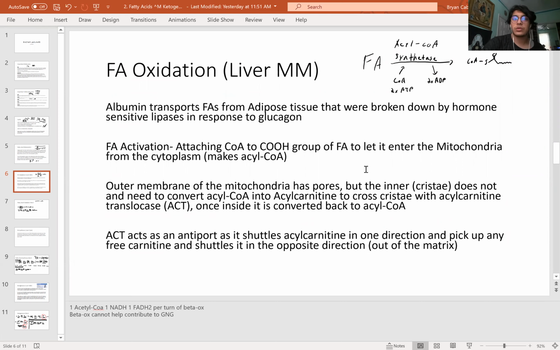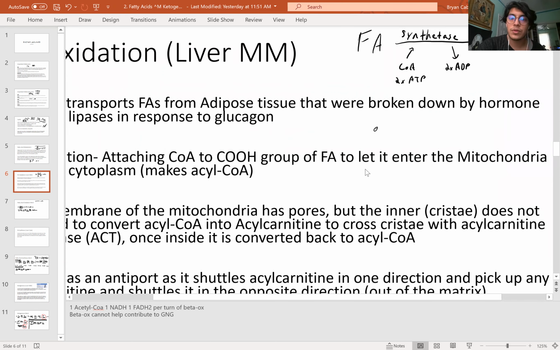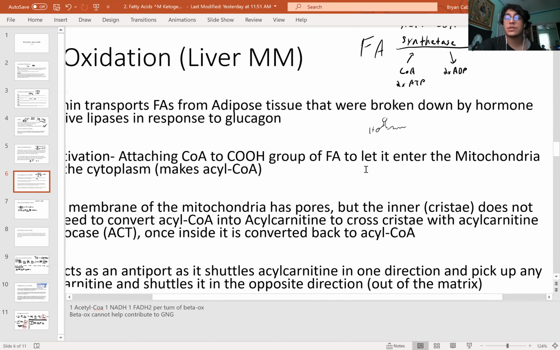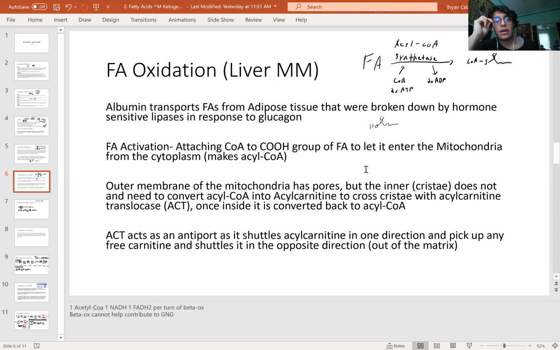So you start off with only your carboxylic acid group and your acyl group, and then your hydrocarbon at the end. This isn't going to be able to enter the mitochondria. The mitochondrial matrix in the liver is where beta oxidation, or fatty acid oxidation, occurs. And so in order for this structure to enter the mitochondrial matrix, you first need to activate it. And that's done by this enzyme right here, acyl-CoA synthetase.